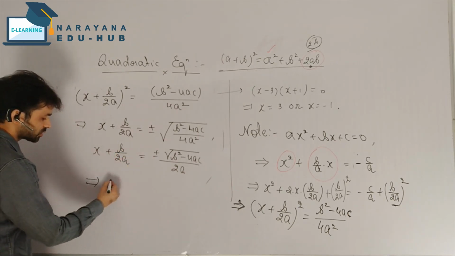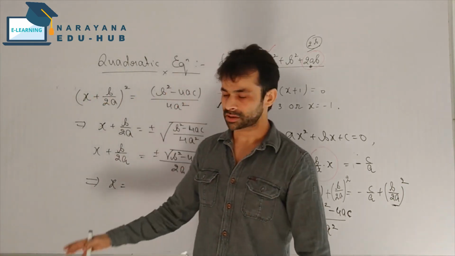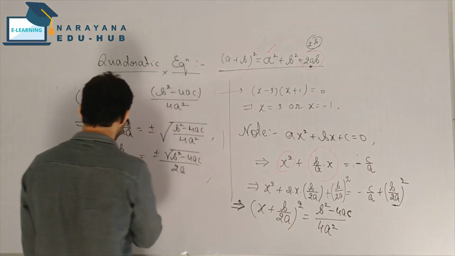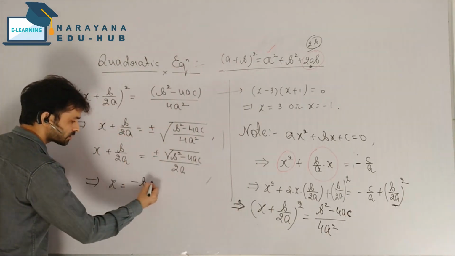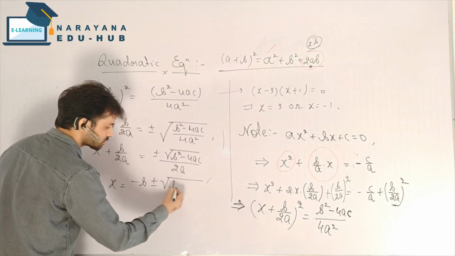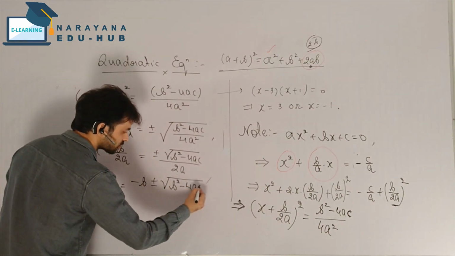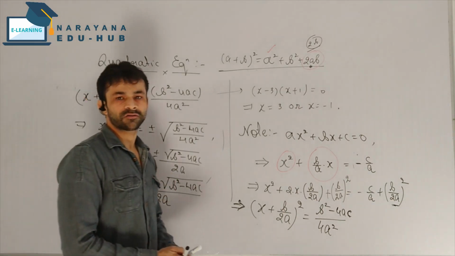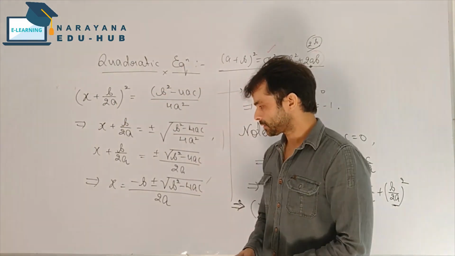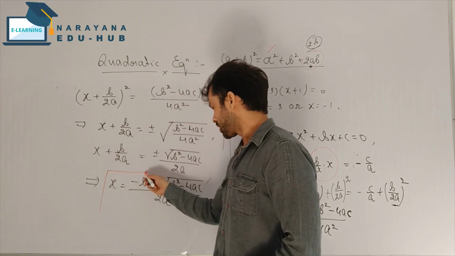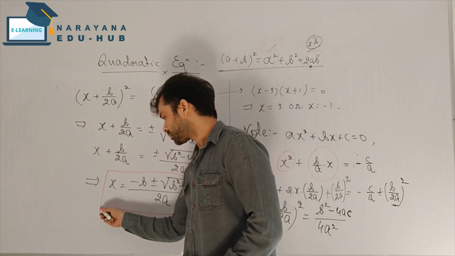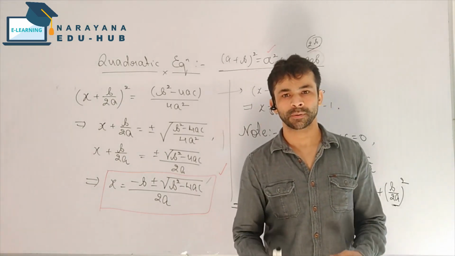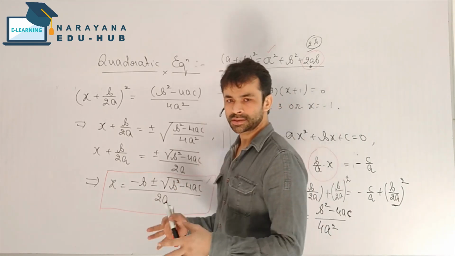So now you can write the values of x. You have to simply transfer this b by 2a here. 2a will be the LCM, that will be common, and plus b will become minus b plus minus square root of b square minus 4ac divided by 2a. Now this is the derivation of the Sridharacharya formula. This is the way he derived this quadratic formula. Okay, so this is the proof, right? Things are very simple, very easy.